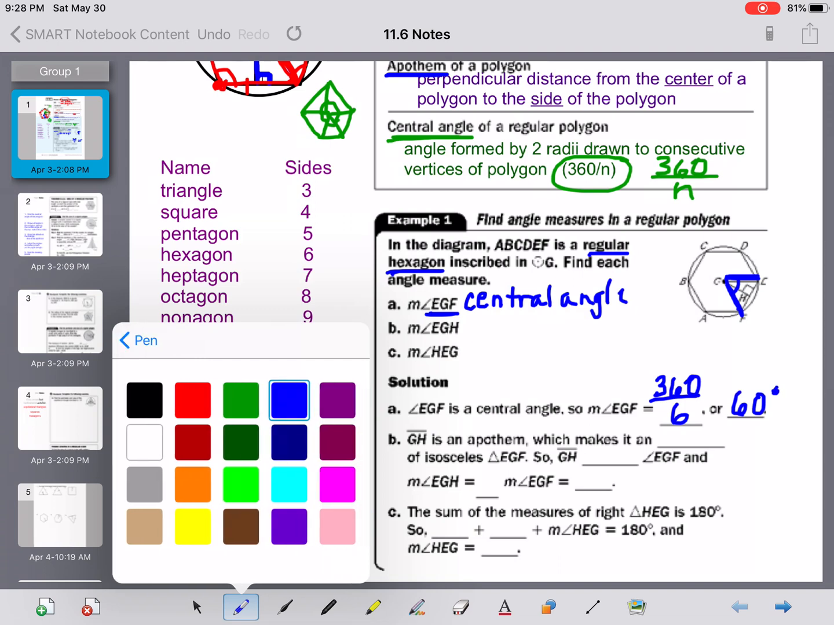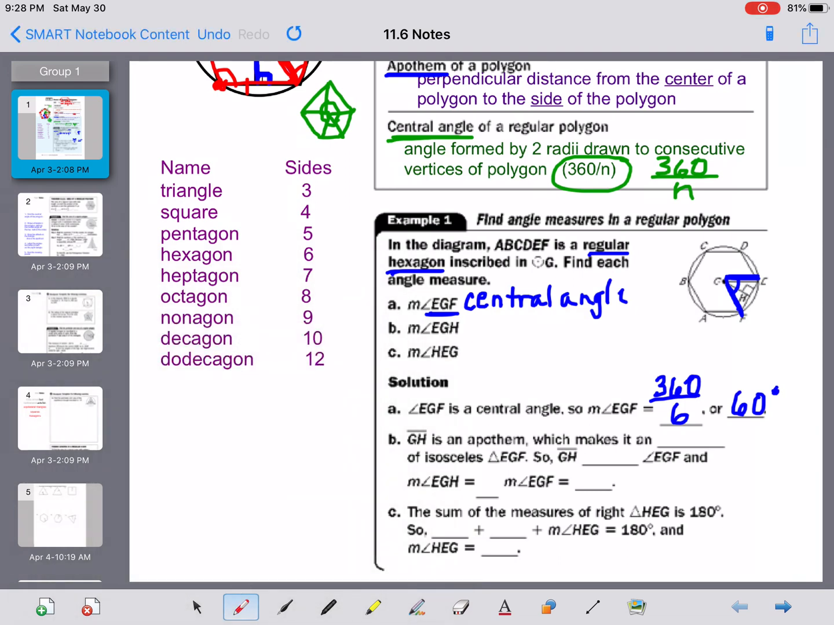All right, changing color so maybe it'll stand out a little bit. Now we're going to go to EGH. So EG is still my radius, but now G to H is my apothem, and I'm finding the angle here. So if you think about that apothem, it came down right into the center point and cut that right in half. So it's going to cut my angle in half. So this is going to be half of my central angle, or 60 divided by 2, is going to be 30 degrees. We're going to just cut that 60 right in half to get that 30.